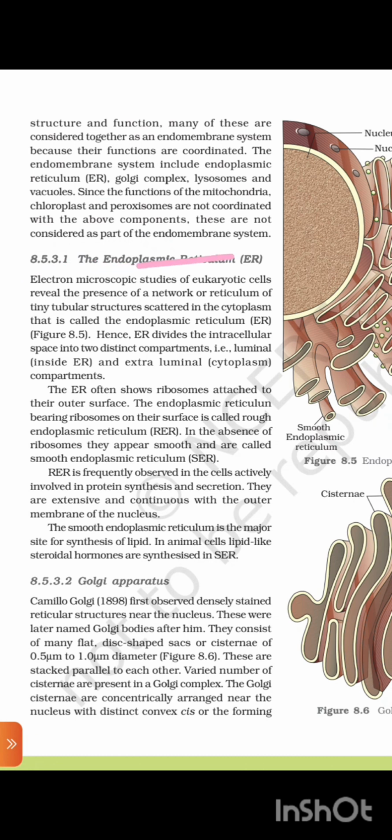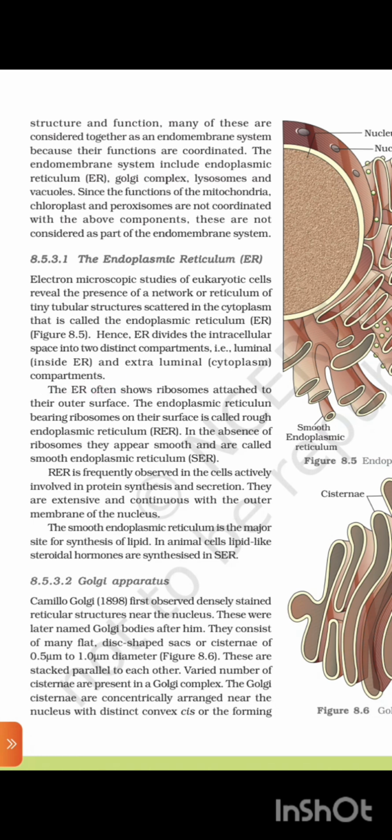8.5.3.1 Endoplasmic reticulum. Electron microscopic studies of eukaryotic cells reveal the presence of a network or reticulum of tiny tubular structures scattered in the cytoplasm that is called the endoplasmic reticulum, Figure 8.5. Hence, it divides the intracellular space into two distinct compartments: the luminal inside and the extraluminal cytoplasmic compartment.